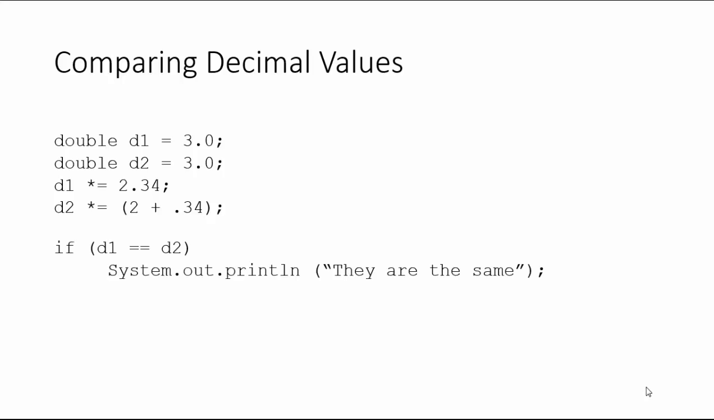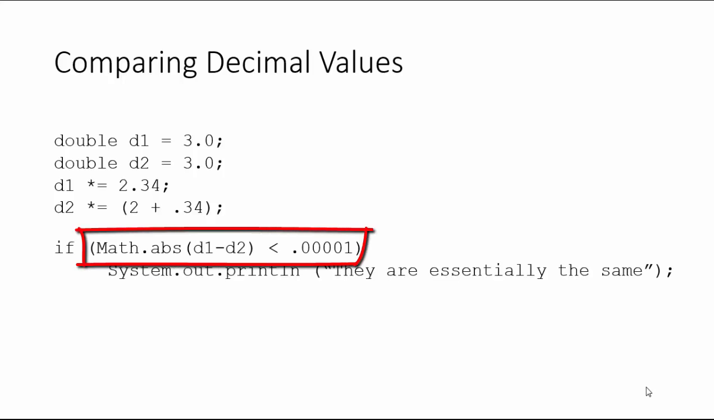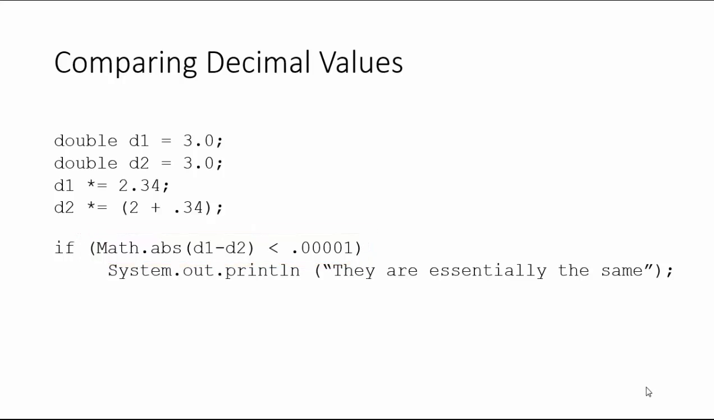To compensate for this, instead of using equals equals, like in this statement, which may return false, we will subtract the values and test to see if the absolute value of the difference is smaller than some number. If it is, we will assume the decimal values are essentially the same.